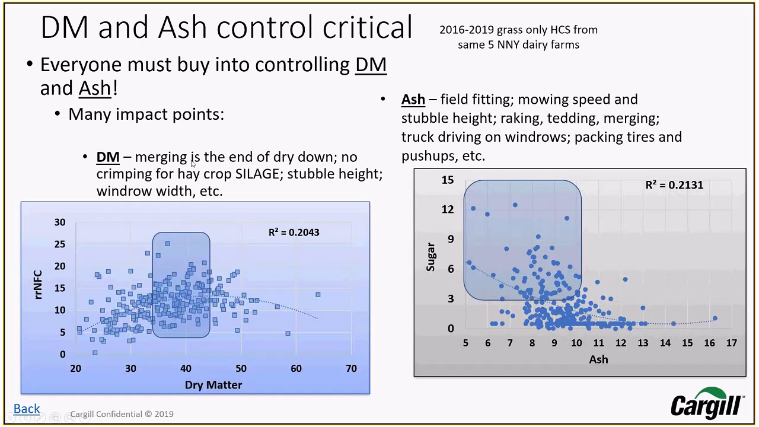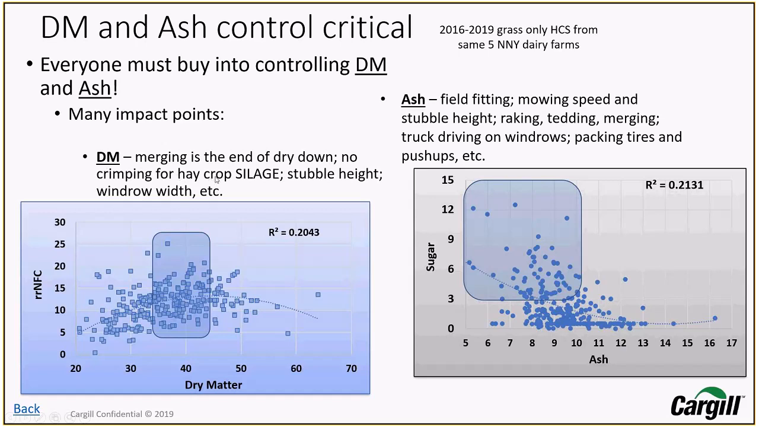On dry matter, merging is the end of dry down. Once you merge those windrows, really not much more is going to happen in terms of drying down. So whoever's doing that merging has to know when to do it, and not do it too soon or too late. Crimping for hay crop silage is not recommended. Running a crimper in your mower is going to impede the escape of water through the ends of where the crop was cut, and we don't want to slow that down.